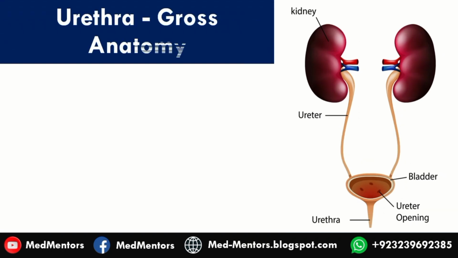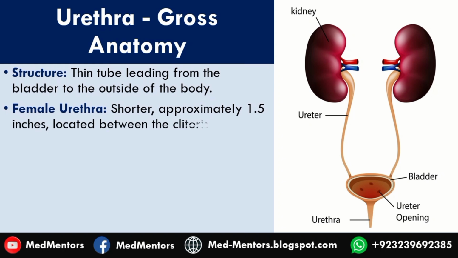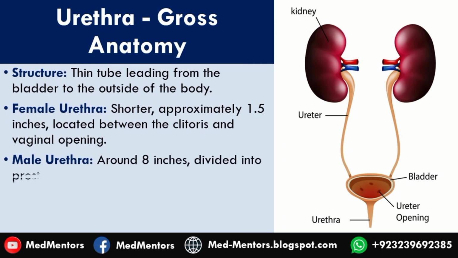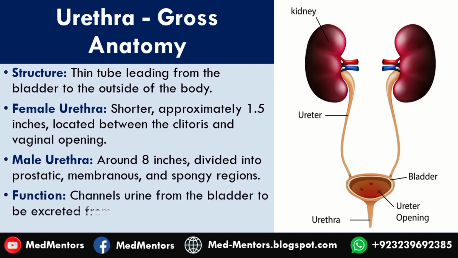Urethra, gross anatomy. Next, we will discuss the gross anatomy of the urethra. Structure: the urethra is a thin tube that extends from the bladder to the exterior of the body. Female urethra: shorter, about 1.5 inches long, and located between the clitoris and vaginal opening. Male urethra: approximately 8 inches long, divided into prostatic, membranous, and spongy regions. Function: it channels urine from the bladder to be expelled from the body.